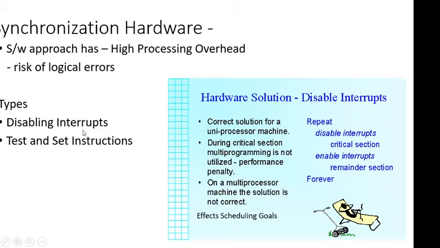So what is disabling interrupts? If you go back to a long time ago when we started the operating system classes, we said that a process can be in many transition states: ready, running, waiting. Even in scheduling, there is preemptive and non-preemptive. In preemptive, if a process has the CPU and a higher priority process or a shorter job process comes, then the process is preempted.